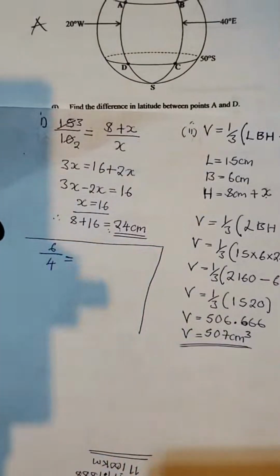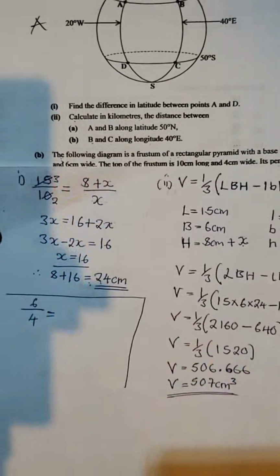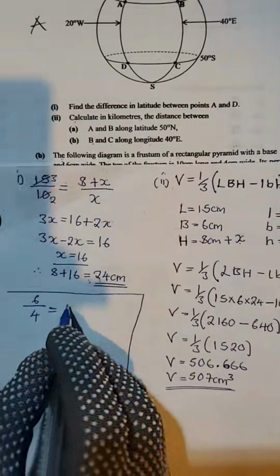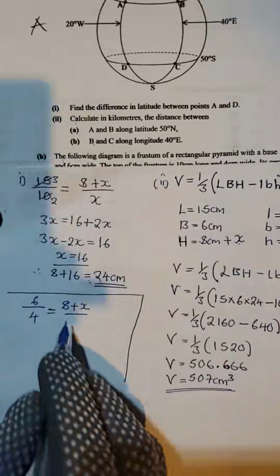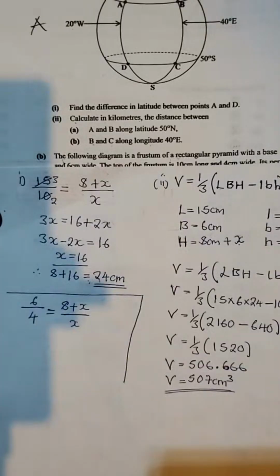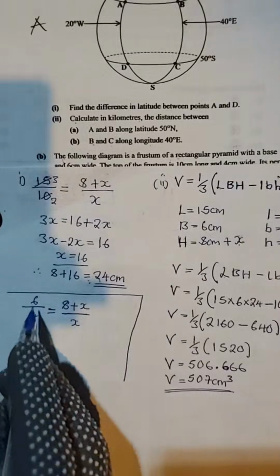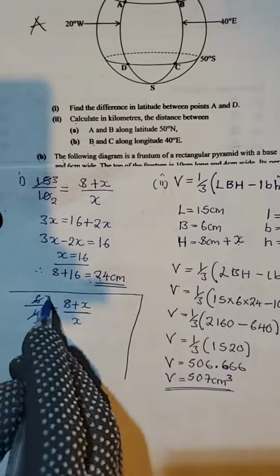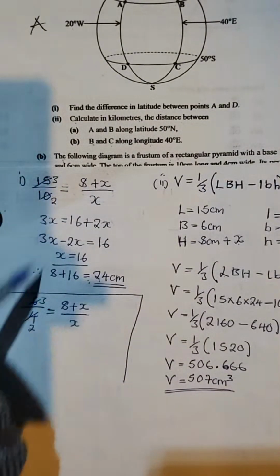6 over 4 is equal to, what is this side? This side is 8 plus x over x. So you can reduce this because 2 can go into 6 and into 4. 2 into 4 is 2, 2 into 6 is 3. You see? You're still going to get the same answer because this is 3 over 2 and this is 3 over 2.